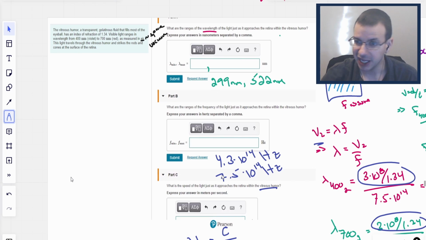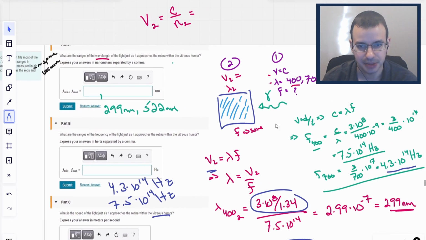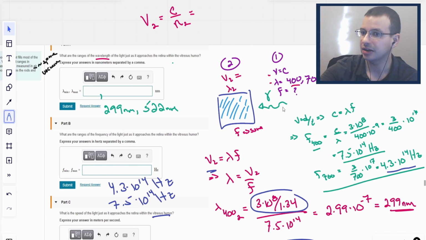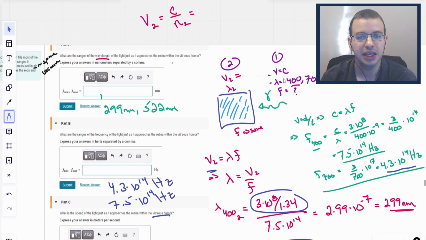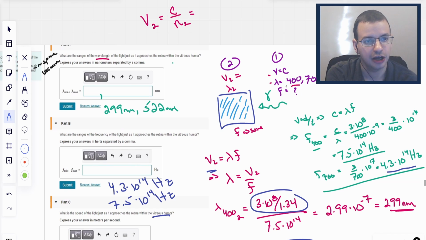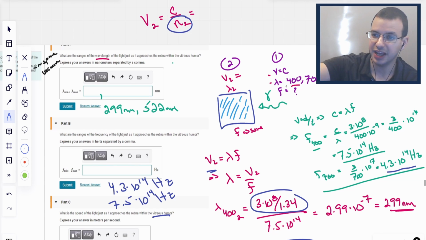I hope it helped to recap what happened here. The entire concept is that when light enters a medium that's not space, vacuum, the speed of light is going to change and the wavelength is going to change, but the frequency stays the same. And the speed of light is going to change by a factor of the index of refraction: you divide the speed of light in a vacuum by the index of refraction. Speed of light can only slow down, it cannot go faster. Speed of light is a maximum speed, so nothing can make it go faster.